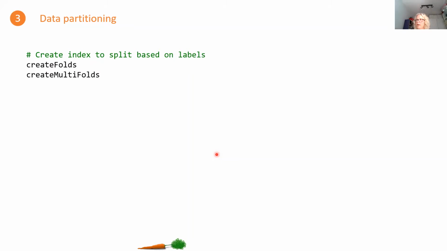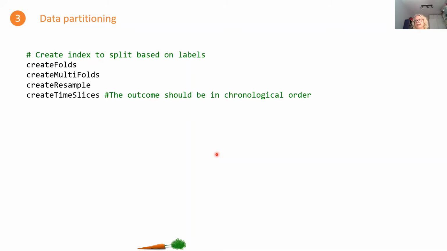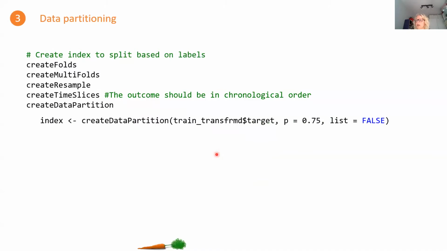You can also use createResample if you want to do simple bootstrapping. You can use createTimeSlices for a rolling forecast. Then you need to know that you should order your input variable in chronological order. And you can use createDataPartition. This is typically what you would use if you want to have a cross-validation like a train and a test set. So here, you generate an index.